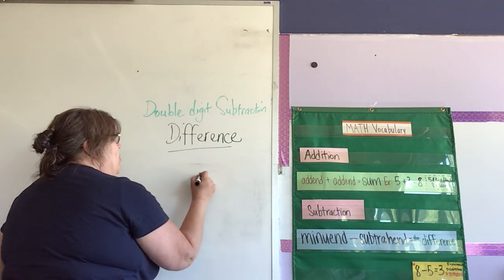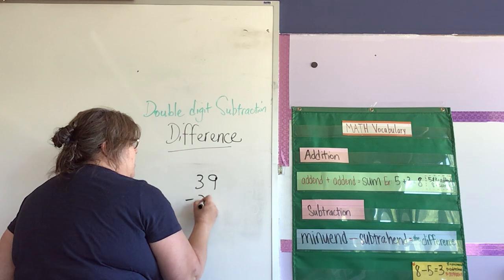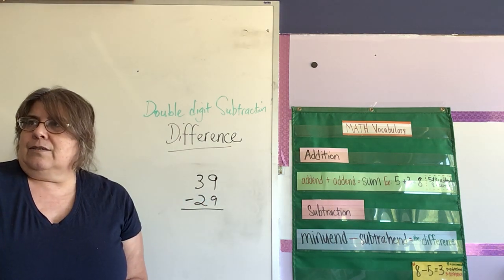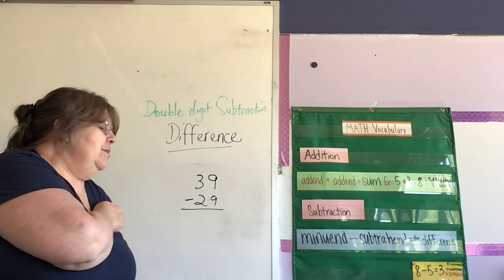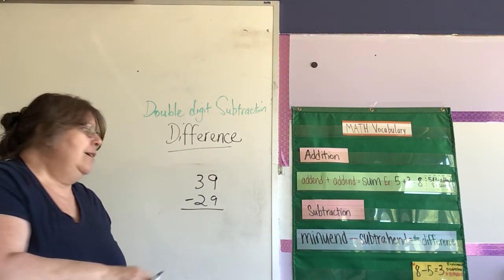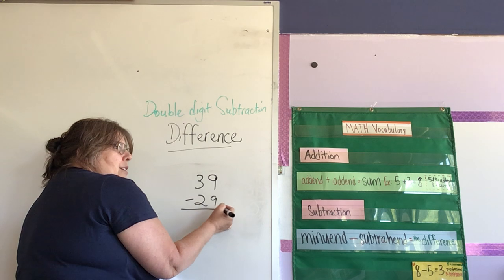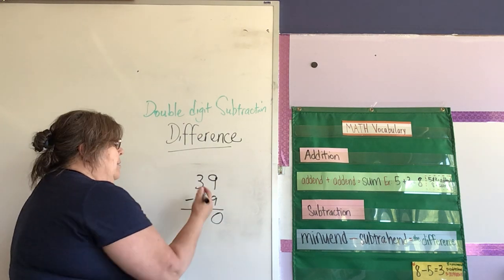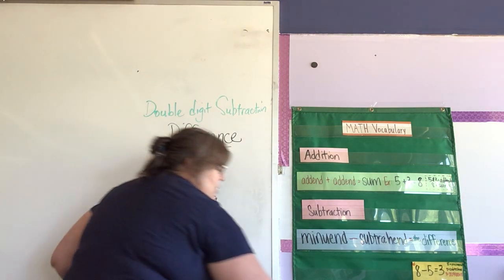Okay, how about 39 minus 29? Are you getting the hang of it? Ooh, I see some fists. 9 minus 9. If I have 9 apples, can I give you 9 apples? I can, but then how many am I going to have left? None. But then we're just going to do 3 minus 2, which is going to give us 10.